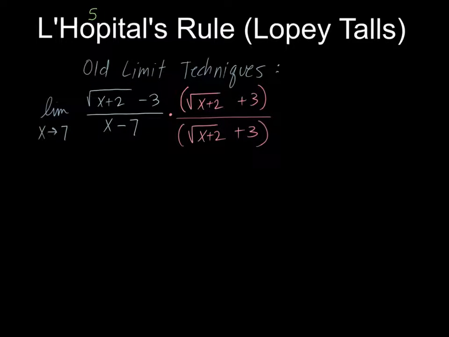So here's an old limit. If you substitute directly in this 7 in for x, which is the thing you try first when you take limits, just to basically substitute in, you're going to get the square root of 9 minus 3 on top, which is 0, and you're going to get 0 on the bottom. 0 over 0 is indeterminate.